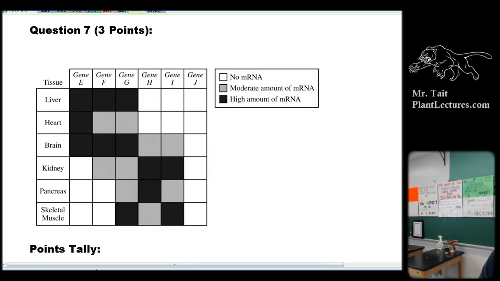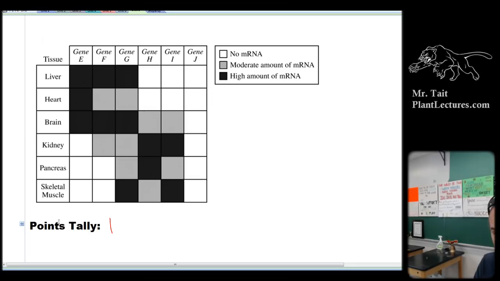Then point 2 says provide reasoning to support your identification. We just kind of did that. We said that since glycolysis is something that has to happen in all cells, we would expect gene G to be present in all cells. Point 2.